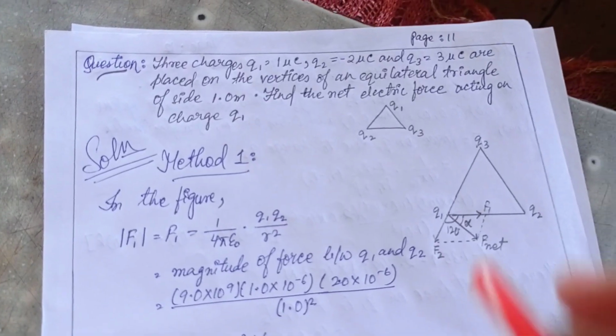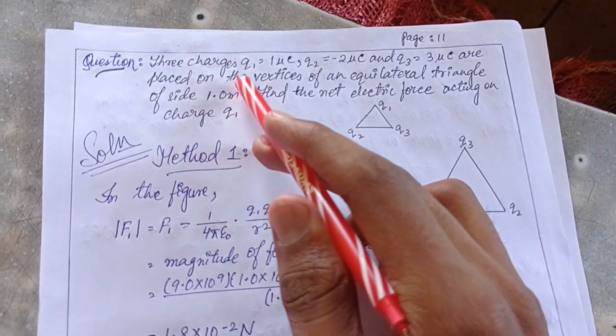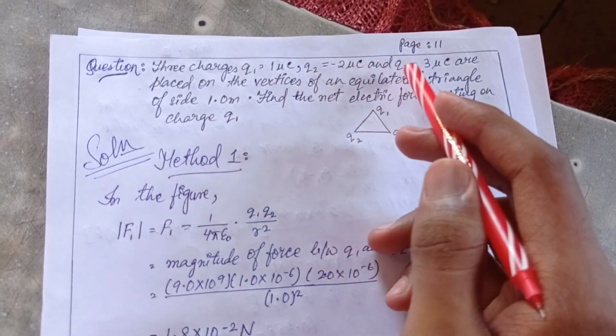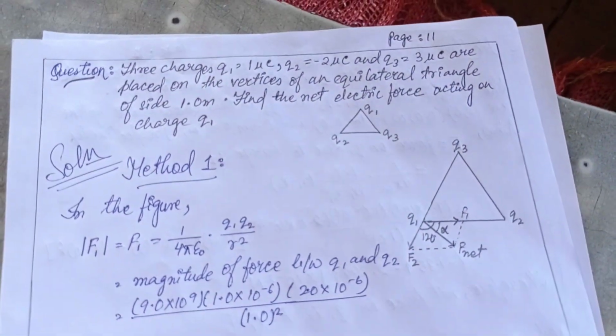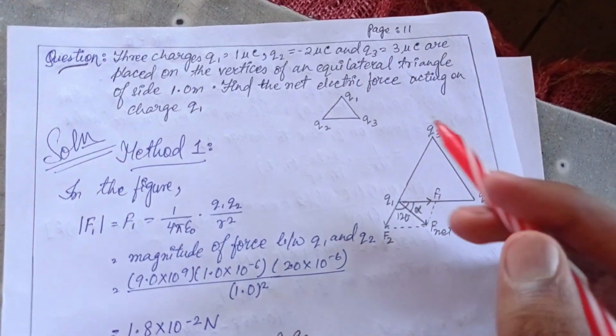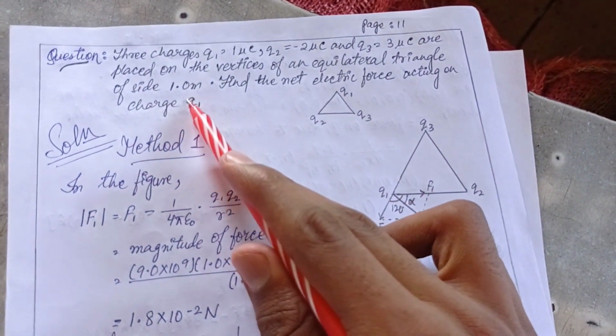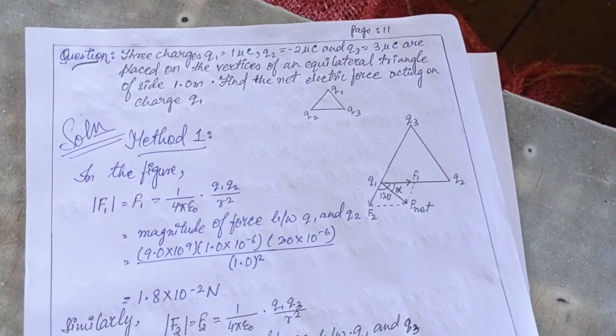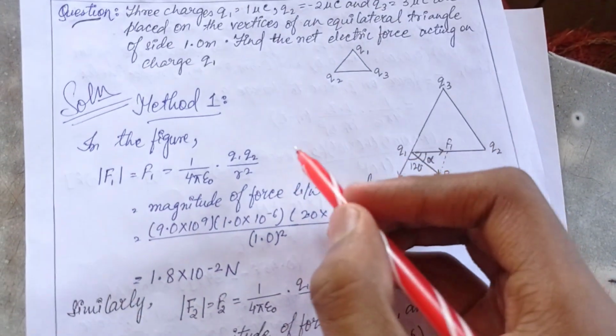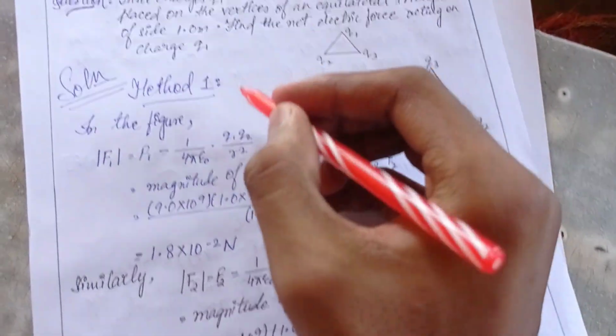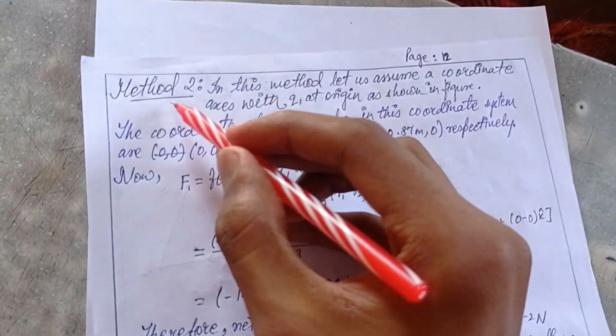Now we take a really good question. Three charges q1, q2 and q3 are placed on the vertices of an equilateral triangle of side 1 meter. Find the net electric force acting on the charge q1. There are two methods. This is method 1 and here we have method 2.